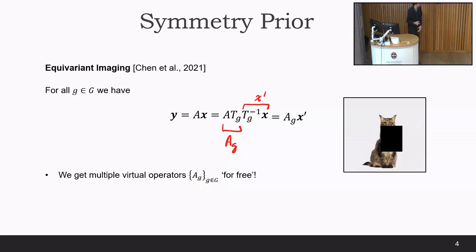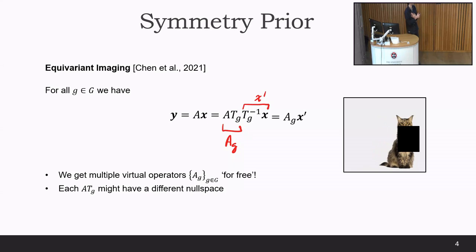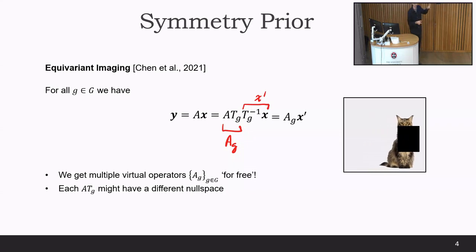So now, even though in practice we only have one operator, implicitly it's as if we had G different cameras, one for every transformation in our set of transformations. And the key here will be that maybe these different operators, A composed with T_g, might have a different null space, and so they might give us information about other parts of the space. If you think about inpainting and we use translations, the mask will be moving around, and so the missing pixels will change.